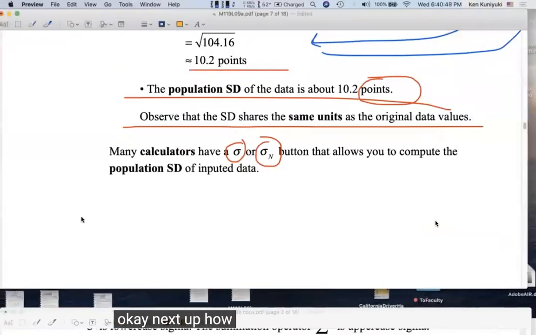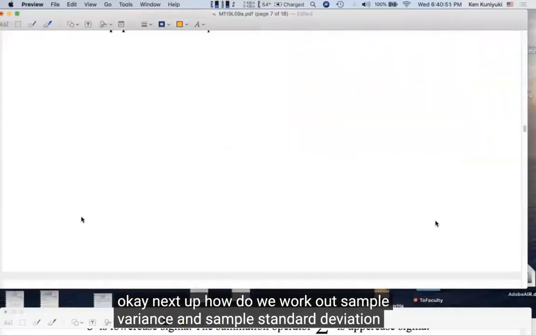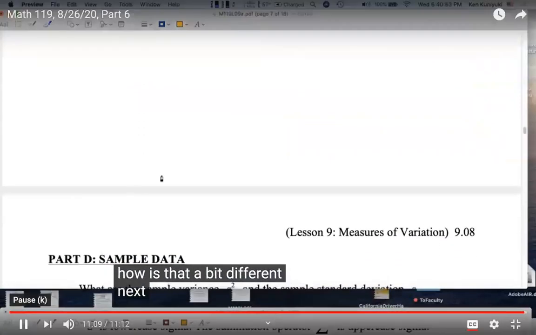Okay, next up, how do we work out sample variance and sample standard deviation? How's that a bit different? Next time. Any questions?